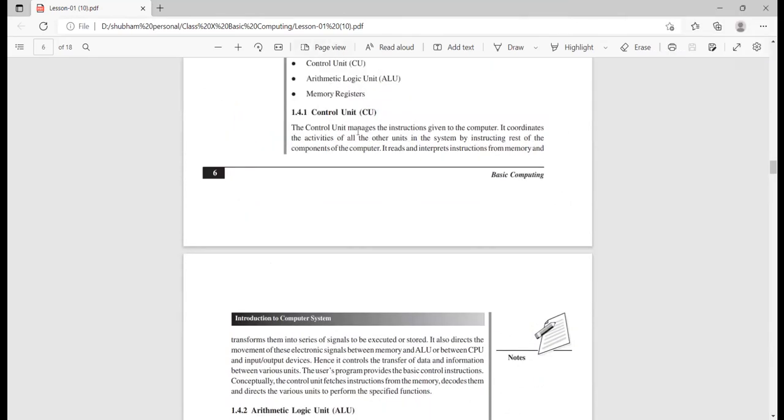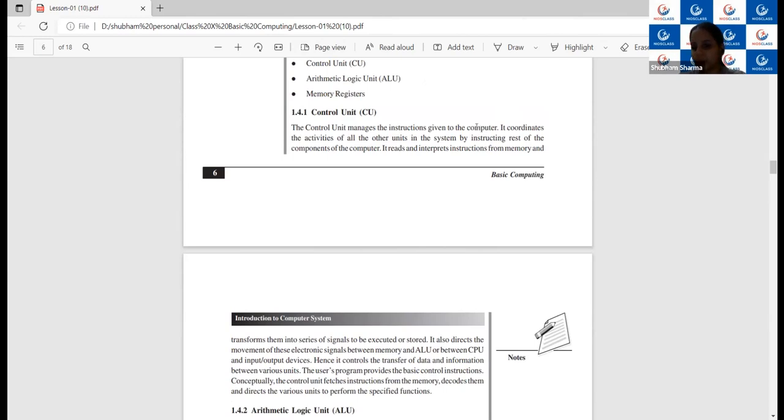So the control unit manages the instructions given to the computer. Whatever instructions you want to give, it manages those instructions, right? It coordinates the activities of all the other units in the system. So it basically works as the coordinator, by instructing the rest of the components of the computer. It reads and interprets instructions from memory and transforms them into a series of signals, to be executed or stored. So it tells the components whether to store a particular instruction or execute it and display it to the user.